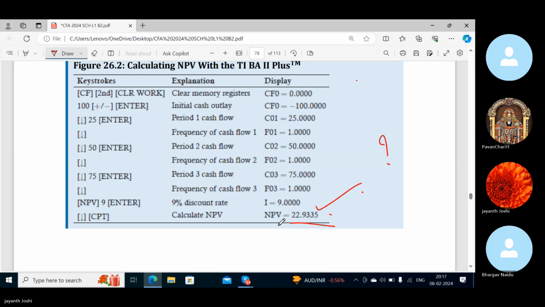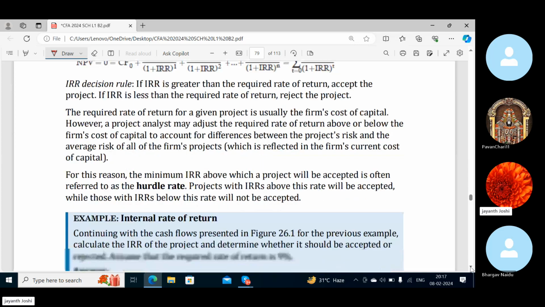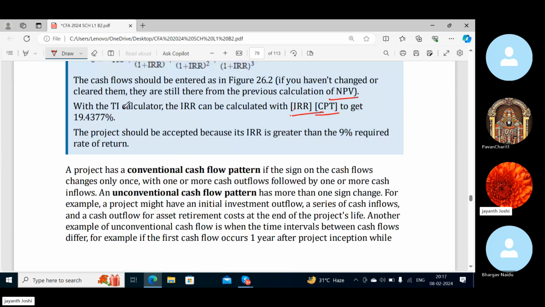Did you get this? Yes, sir. Now, after getting this, come to this instruction and click on IRR compute. Are you getting 19.4377? Tell me. Yesterday I discussed this. I'll move forward. Yes, sir. Finished. If you have clicked on IRR compute and got this, that is the final thing.